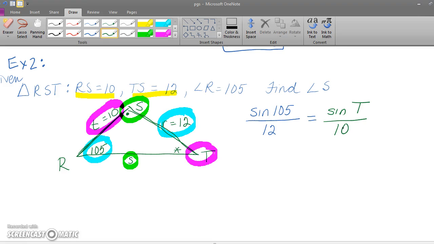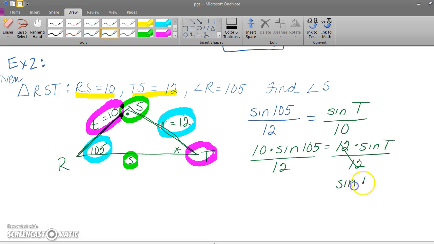Well, we have a ratio, so now we're going to solve it out. Cross multiply: this would be 10 times sine of 105 equals 12 times sine of t. Divide both sides by 12, and we're left with sine of t equals 10 times sine of 105, all over 12.